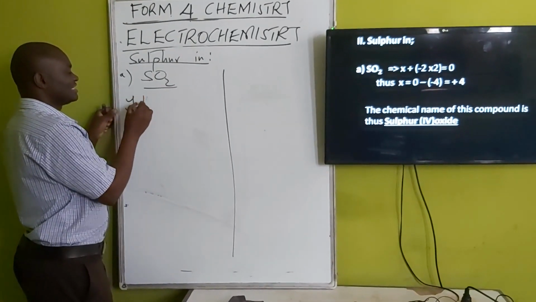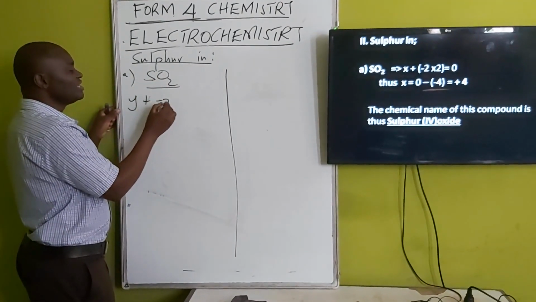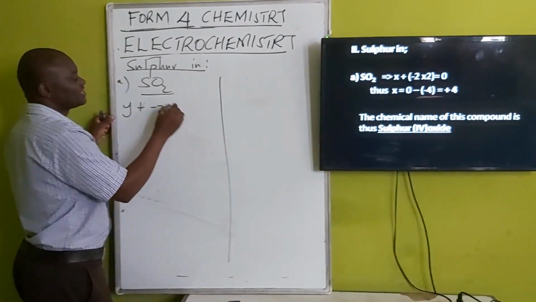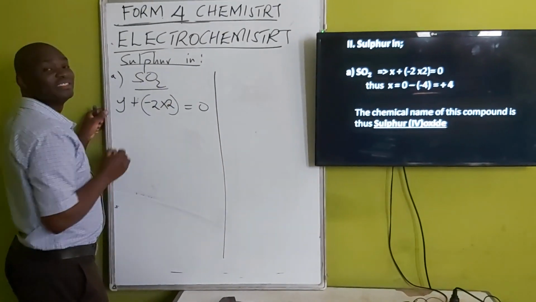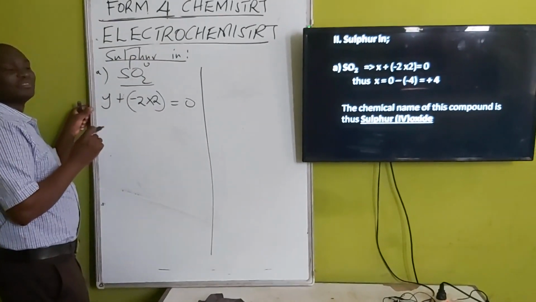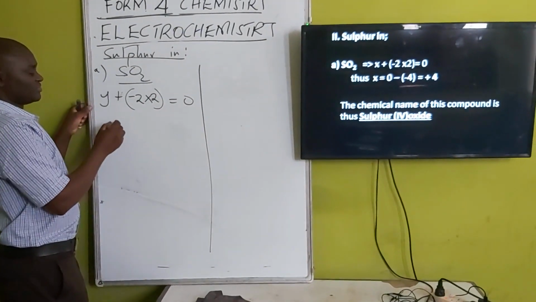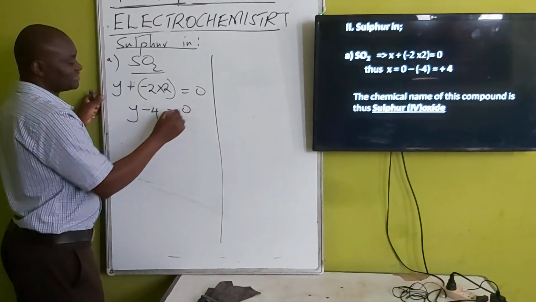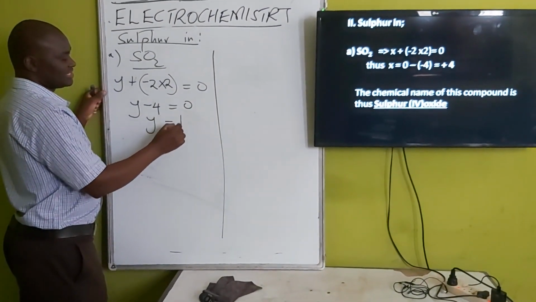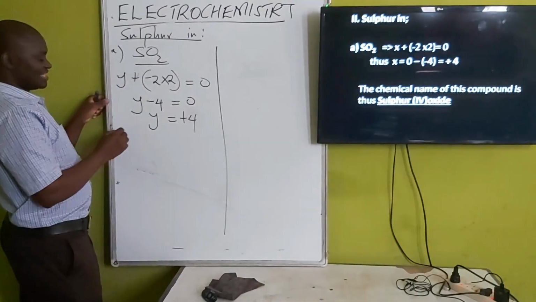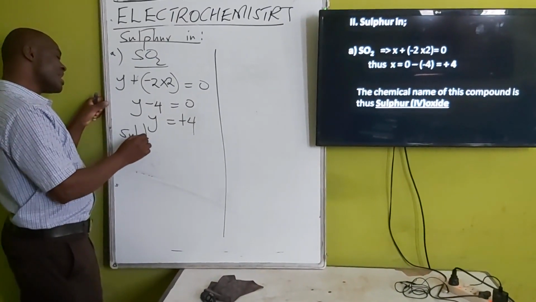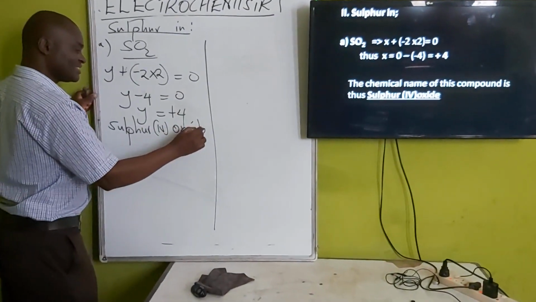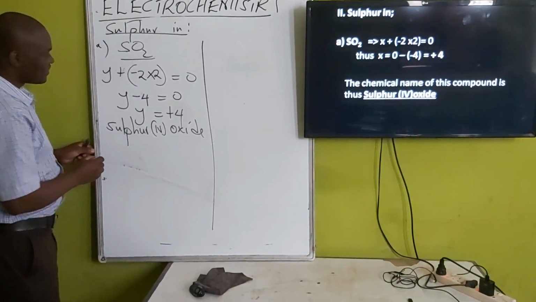Then plus oxygen. The rule tells us that oxygen is -2. How many are they? There are 2. It is equal to 0, there is no charge. So we'll have y minus 4 is equal to 0. Y is +4. That's why the name is sulfur 4 oxide.